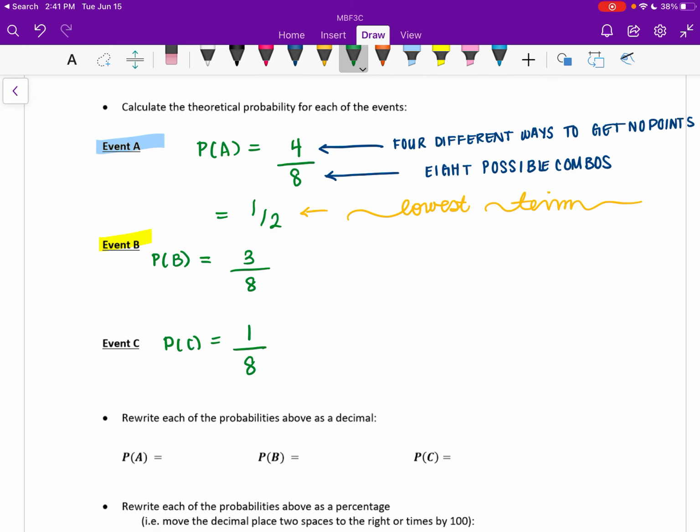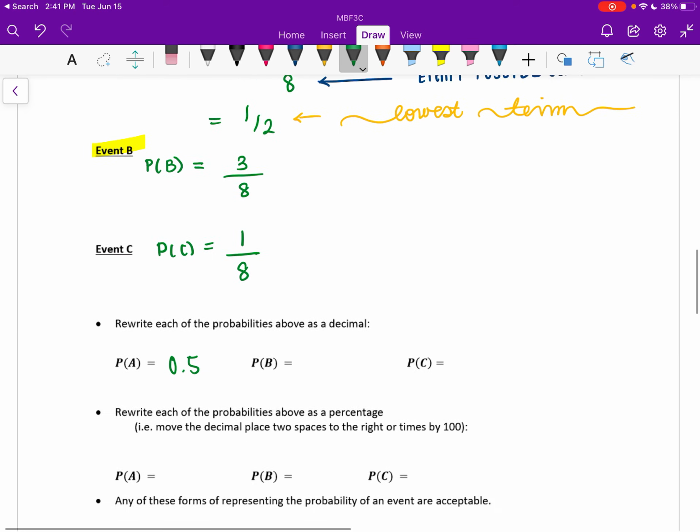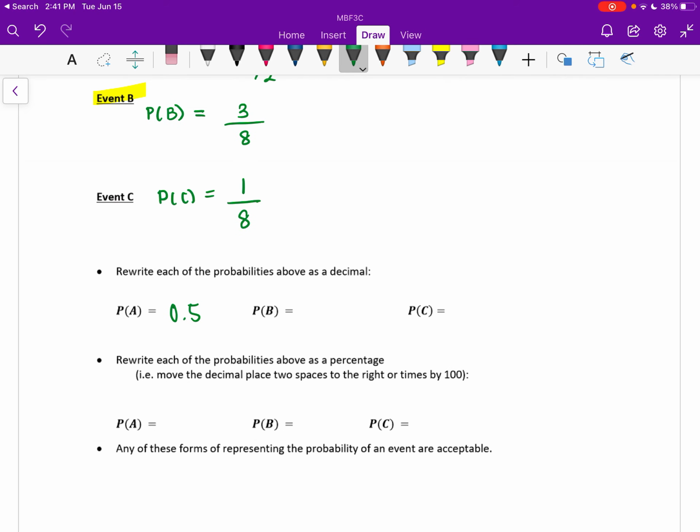To get 4 over 8 as a decimal, you're just going to do 4 divided by 8, which is going to be 0.5. And I like to just go ahead and do the percentages together. So if you're going to rewrite each of these probabilities as a percentage, to turn 0.5 into a percentage, you just move the decimal place over 2 and you get 50. Or you can just multiply by 100, which would also give you 50.